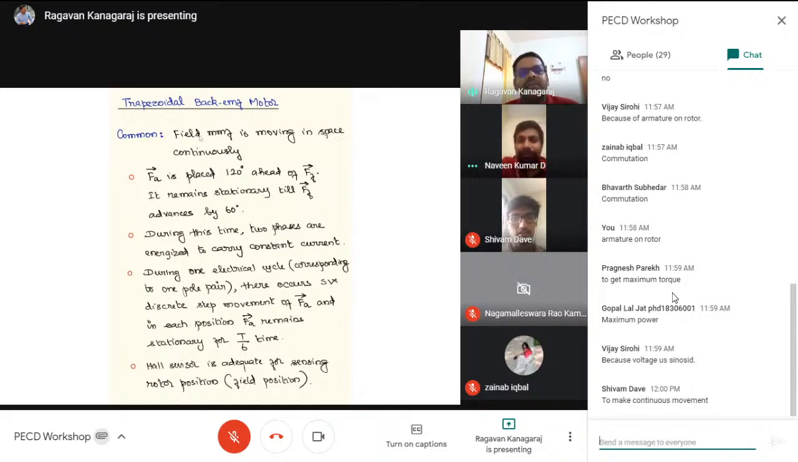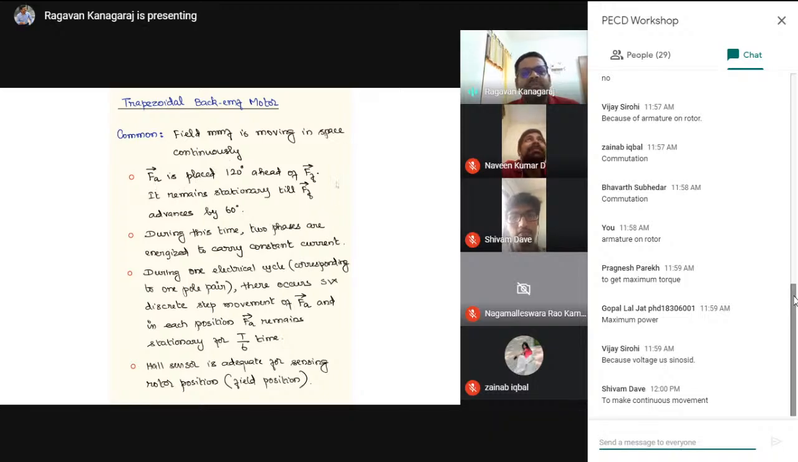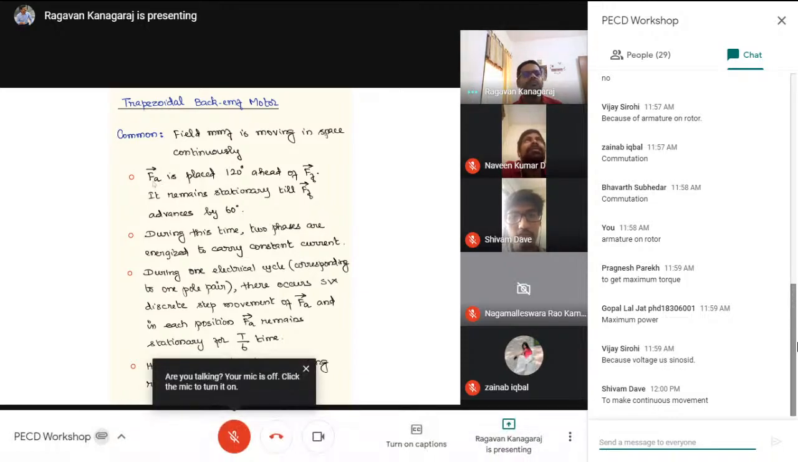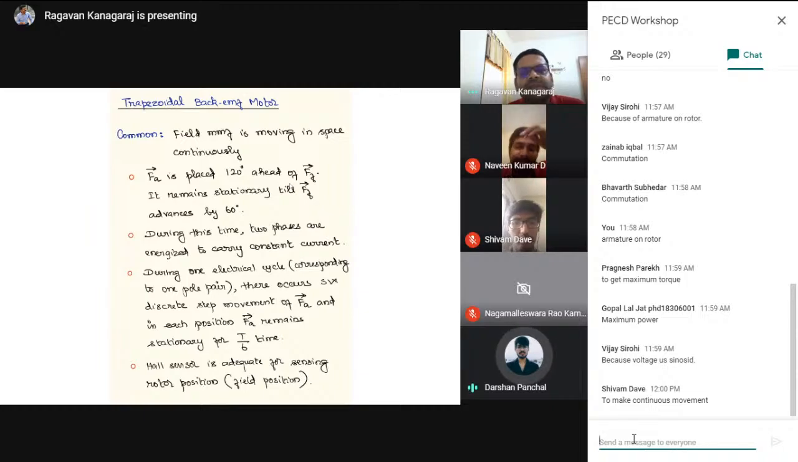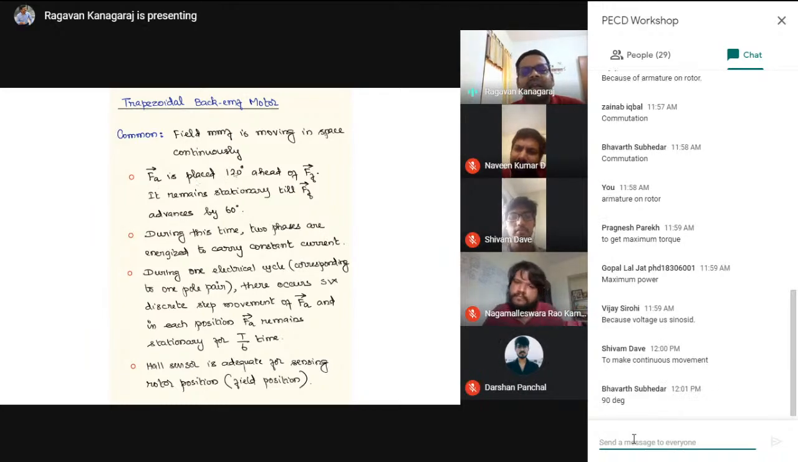You have to write corresponding statements. For example, the title will be sinusoidal back EMF motor, field MMF is moving in space continuously. So what will be the first point? Can anybody say the first point for the sinusoidal back EMF motor? FA is placed 90 degree ahead of FF. FA is placed 90 degree ahead of the field winding. Great. Not field winding, you say field MMF. FA is placed 90 degree ahead of FF. Okay. Next, what is the next statement?